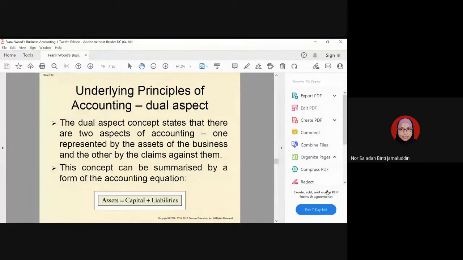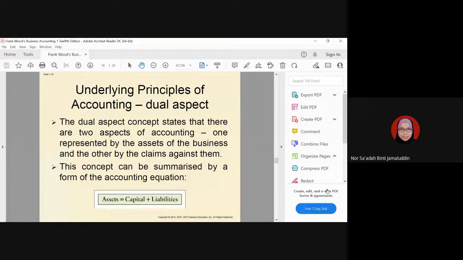Okay, the next principle of accounting is dual aspect. The dual aspect concept states that there are two aspects of accounting, one represented by the assets of the business and the other by the claims against them. This concept can be summarized by a form of the accounting equation.